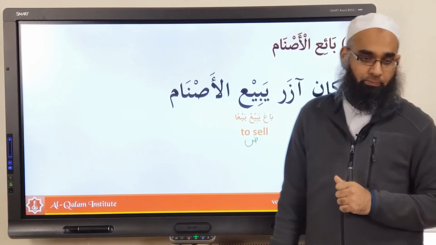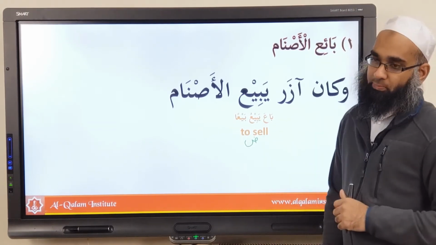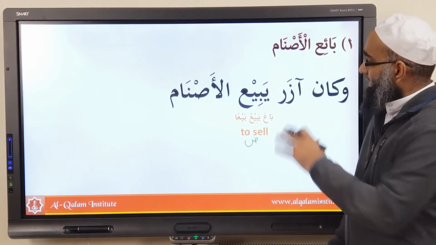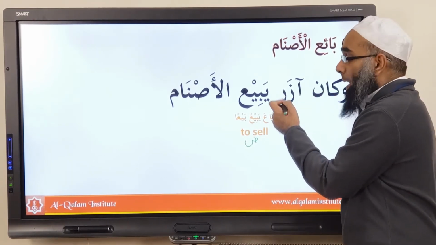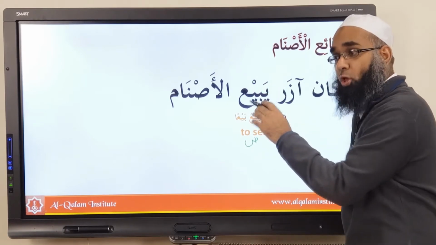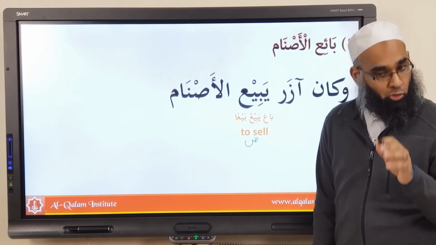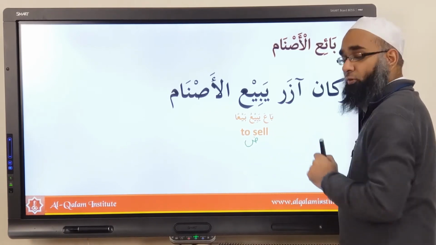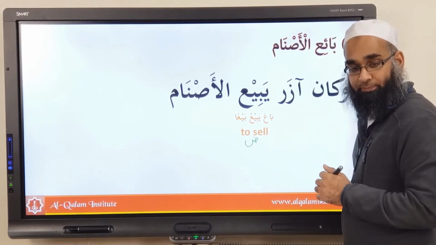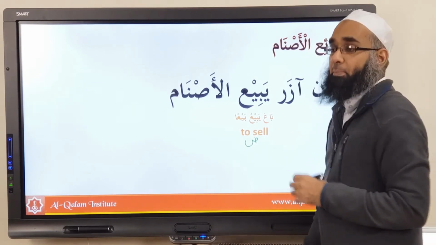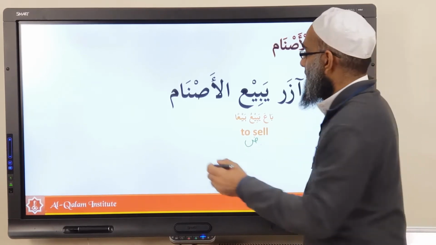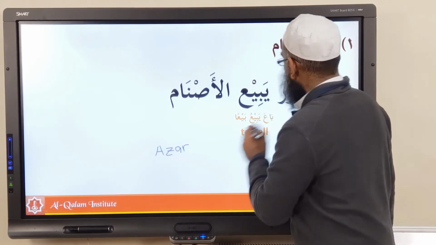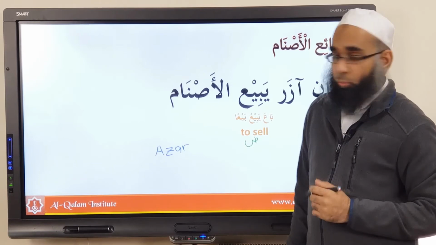So now we have this. How do you translate this? Is it jumla ismiya or jumla fi'liya? It has kana in it, so it starts with an ism. But because the khabar has a fa'il in it, what kind of translation do you have in this sentence? Jumla fi'liya translation. So how do you translate it? Azar. Why do you start with Azar? Because you always start with the fa'il, the subject. So Azar. Azar, good.